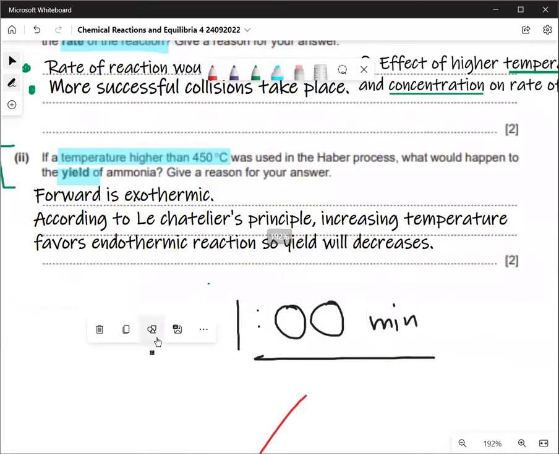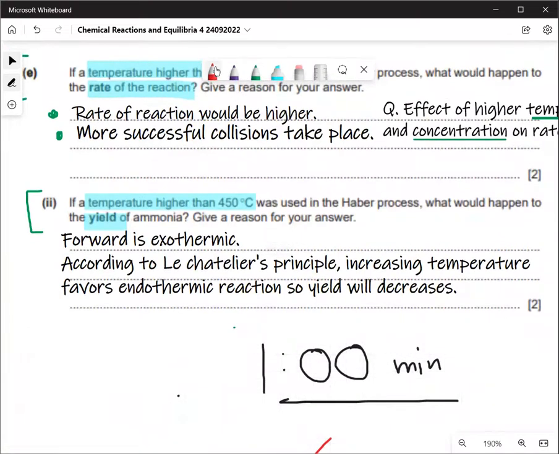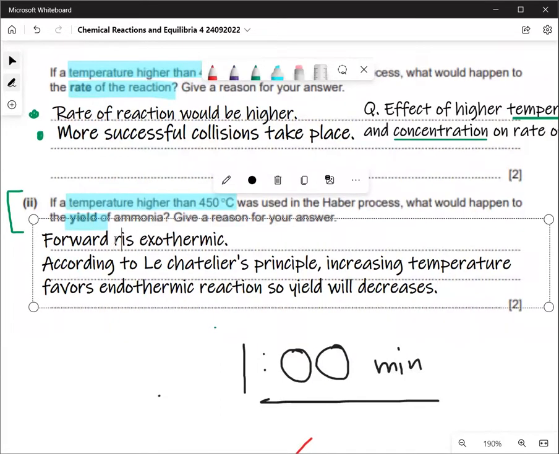Is this clear? So I have to write this over there. Yes, you should write this. This is what you have to write in this answer: the forward reaction is exothermic.